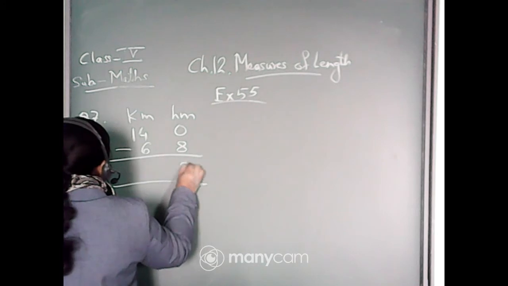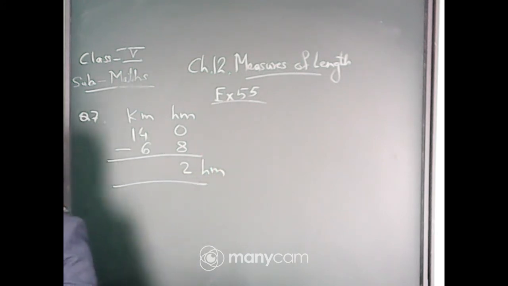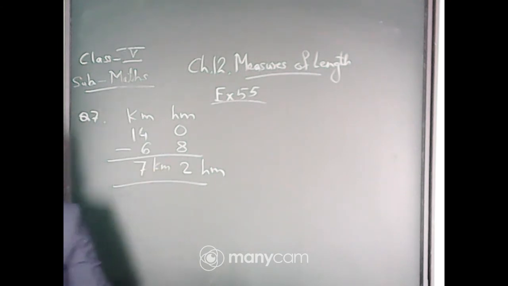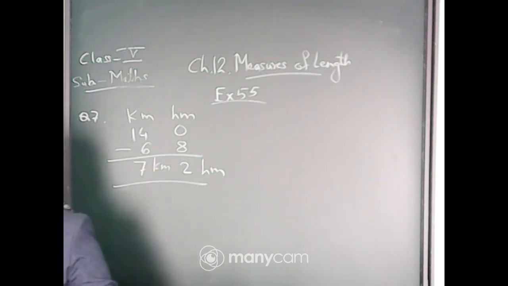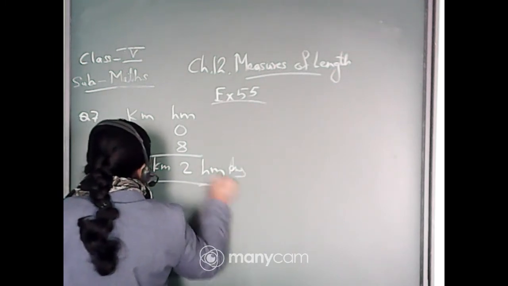So 2 hectometer, and this side is 7. We are getting 7, isn't it? So 7 kilometer and 2 hectometer is the answer for number 7.